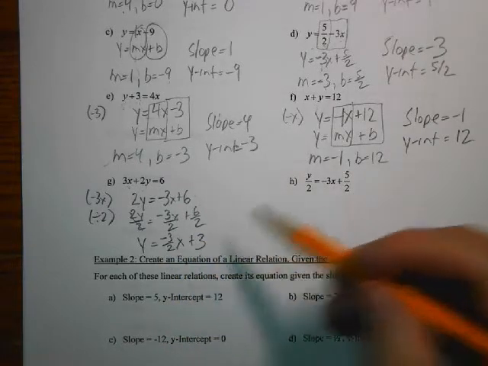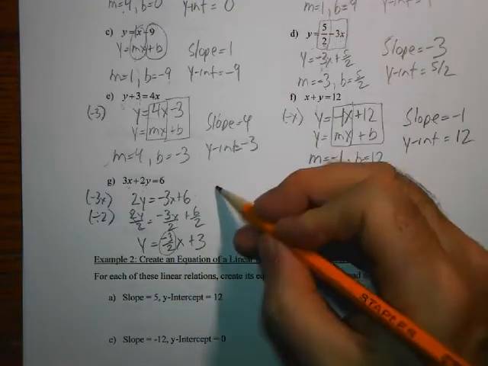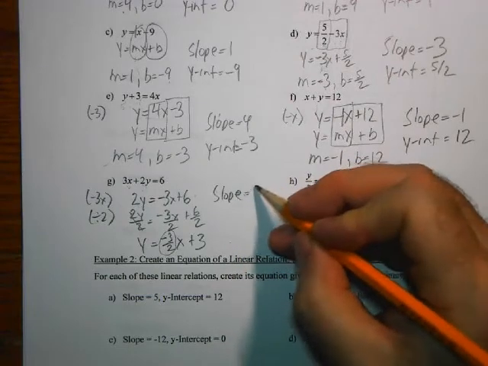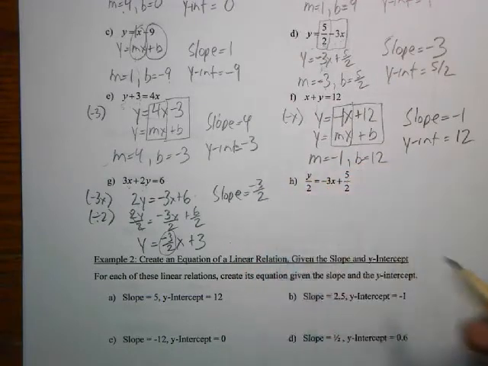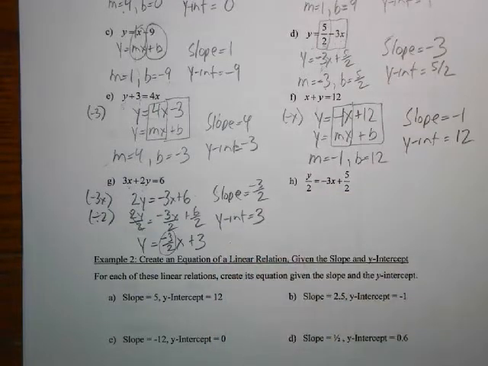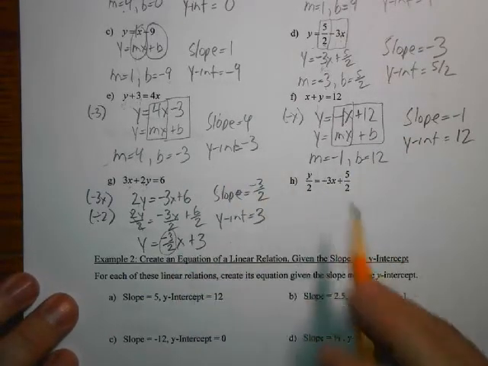Maybe this time I'll go right to the slope and the y-intercept. There's my slope, that's the m value. Slope is equal to negative 3 over 2, and the y-intercept is equal to 3. This one was a little tricky. I probably won't be giving you too many like that, but I just want to show you that it could be a little trickier than some of these earlier ones.